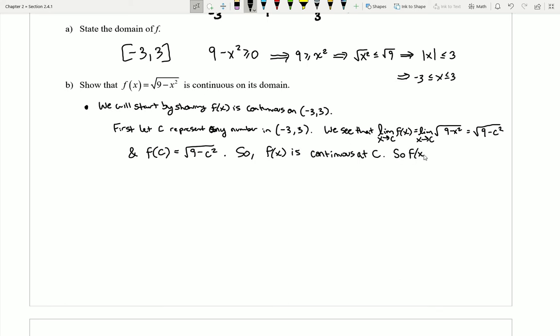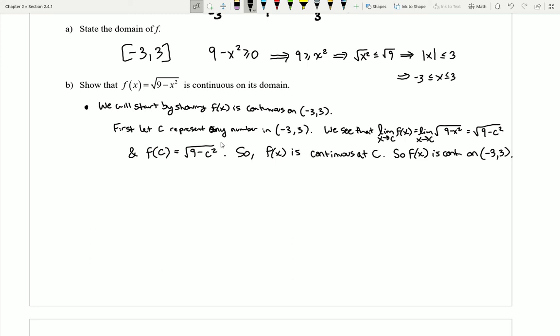So f of x is continuous on the interval -3 to 3. Instead of choosing specific values to test, we chose an arbitrary value, which essentially allowed us to check every value in the interval at once, right? No matter what number we would have picked, this argument would have always been the same. So we checked every possible number in the interval at once.